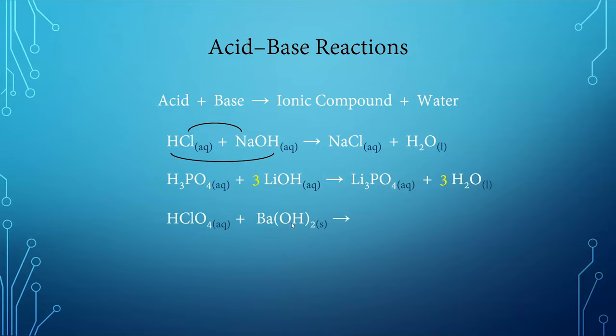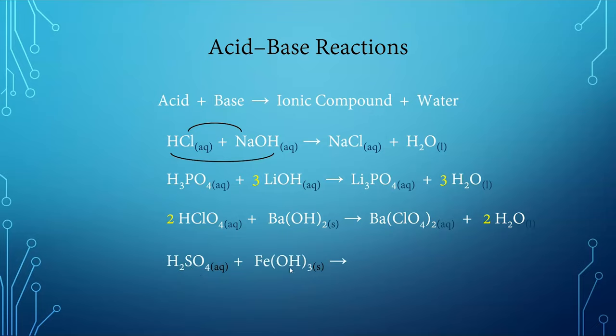Perchloric acid and barium hydroxide. Again, the barium will join with the perchlorate and the hydrogen with the hydroxide. Barium is a plus 2 ion, therefore we need two perchlorates, and of course our other product will simply be water. Since there are two hydroxide ions here, we will need two hydrogen ions to balance that, and that means we will get two water molecules. At that point, the equation is completely balanced.